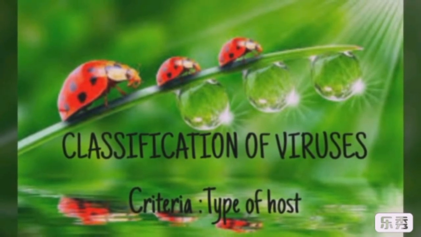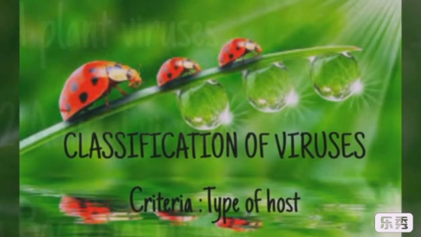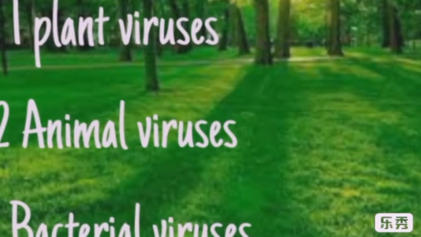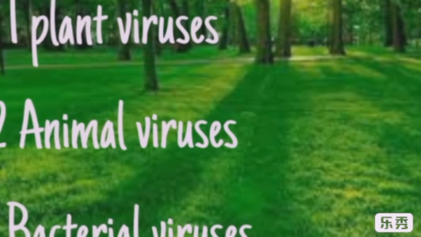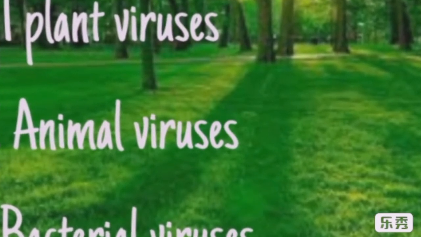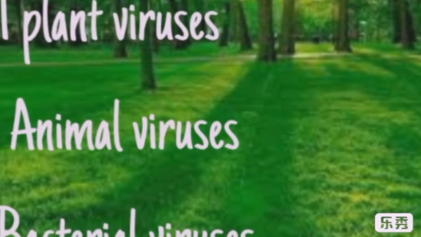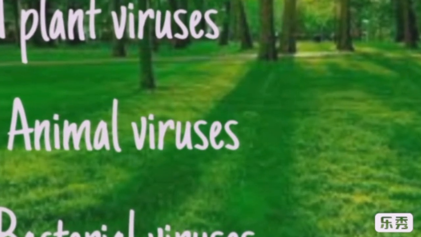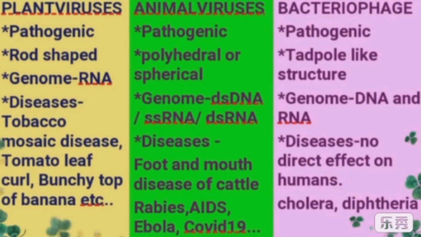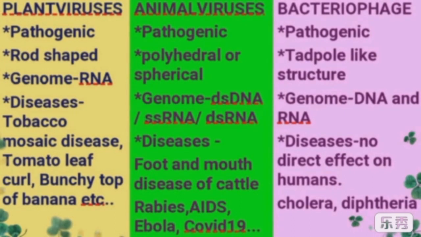Based upon this criterion, viruses are classified into three types. One is plant viruses, second is animal viruses, and the third one is bacterial viruses, otherwise called bacteriophage. Let us have a comparative study on this. All these three viruses are pathogenic. It means they are disease-causing forms.